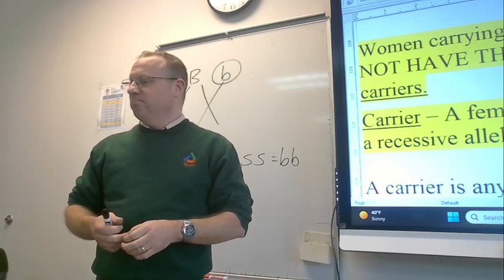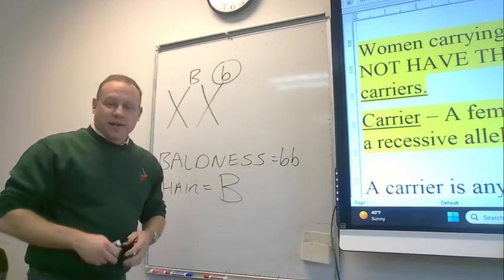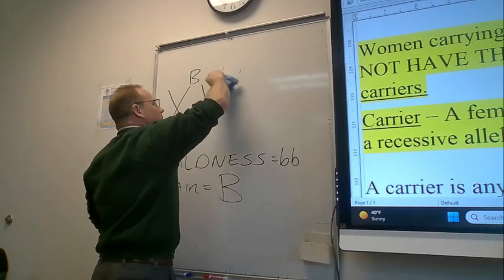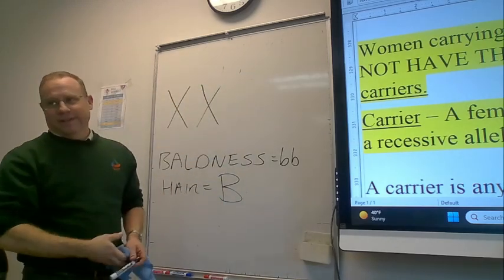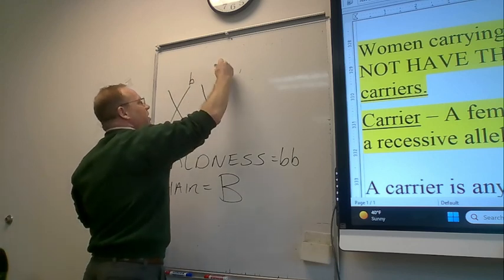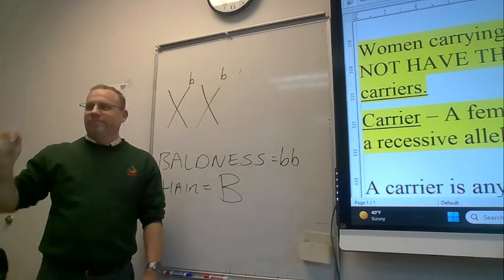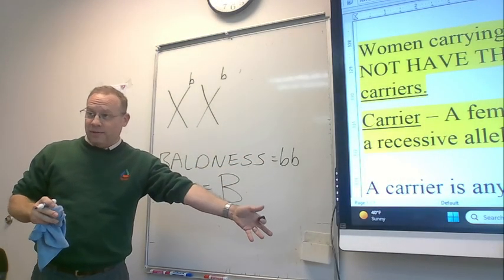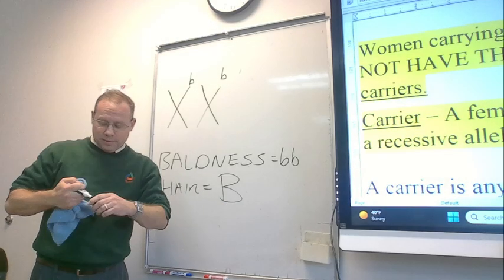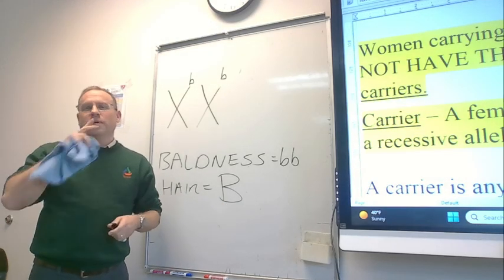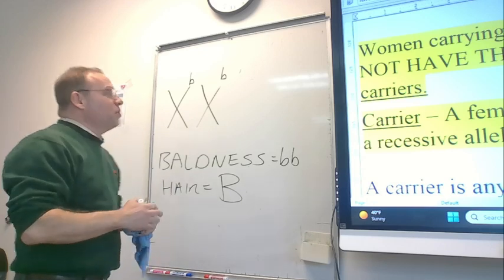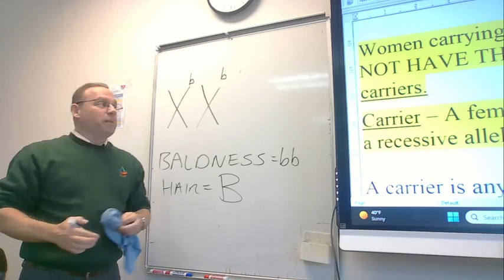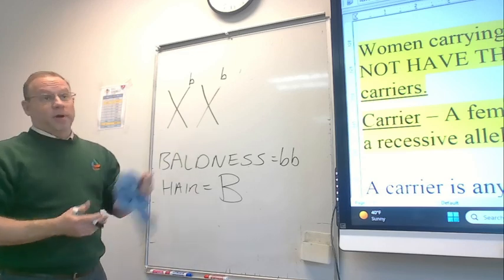That's not the worst of it. This can happen too, where mom is in the eagle nest as well. Mom is bald too. This can happen too this way. So females can be three different phenotypes. You could be normal, you could be a carrier, or you could be bald.